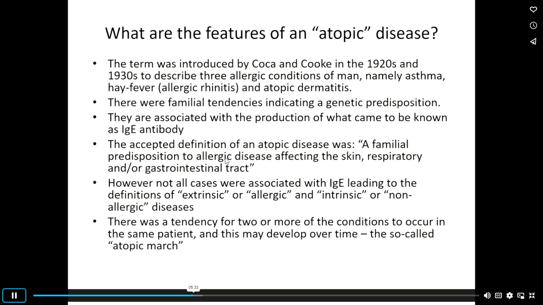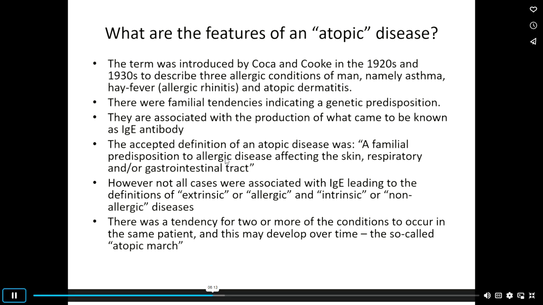We first have to ask, what are the features of an atopic disease? Well, the term atopy and atopic disease was introduced by Coca and Cooke in the 1920s and 30s to describe 3 allergic conditions of man, namely asthma and hay fever, allergic rhinitis, and atopic dermatitis. And the term atopy is after the Greek, meaning strange disease. There were familial tendencies they recognized, indicating a genetic predisposition, and they were associated with the production of what came to be known as IgE antibody.